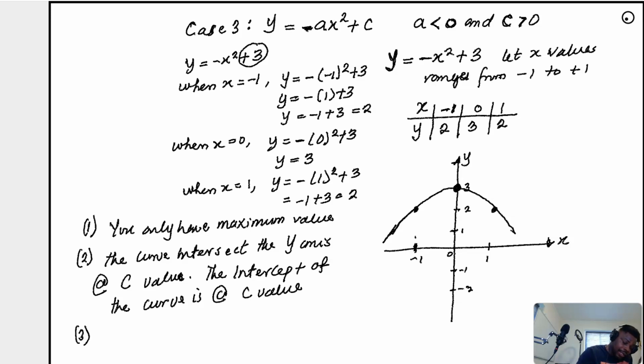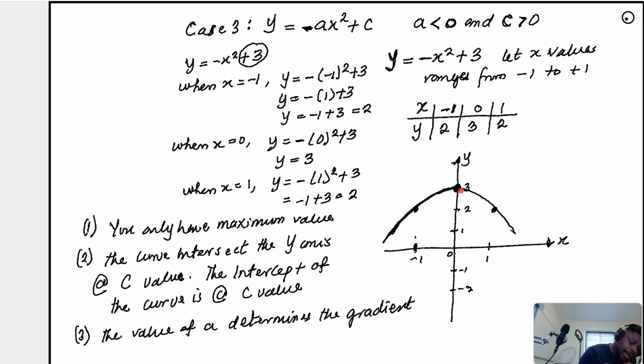Then the last one is that the value of A determines the gradient. You can see here that the gradient on this point is positive, while the gradient here is negative. So the turning point is at the intercept, which is C value.